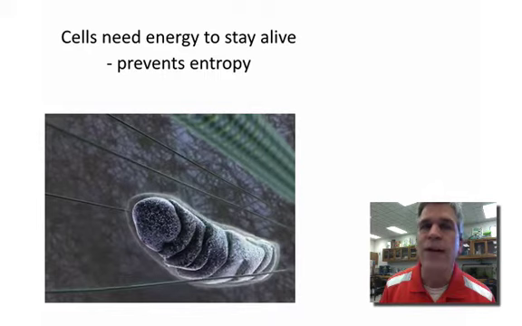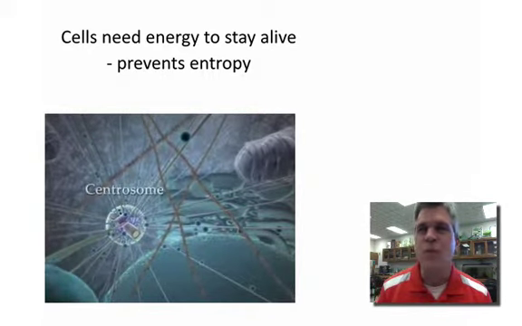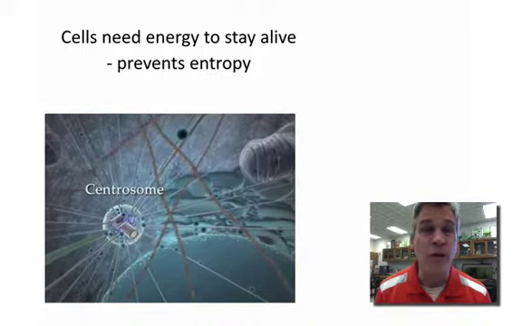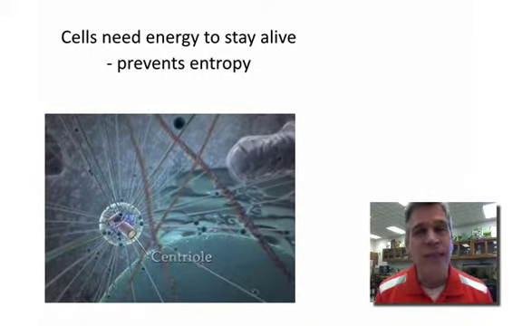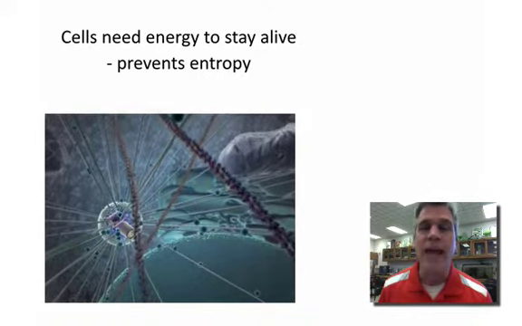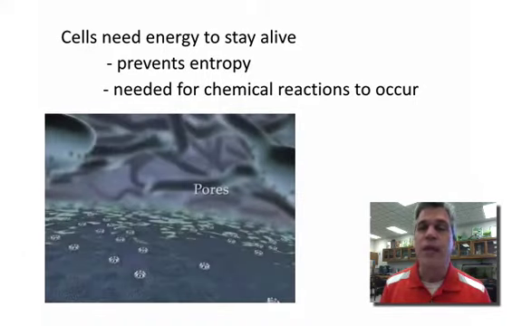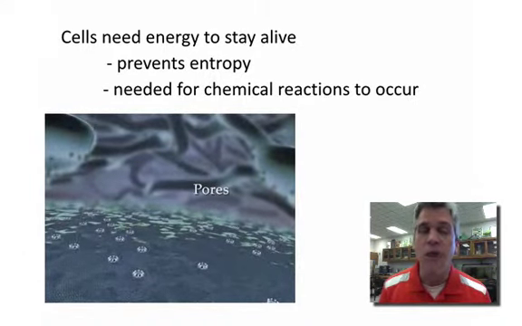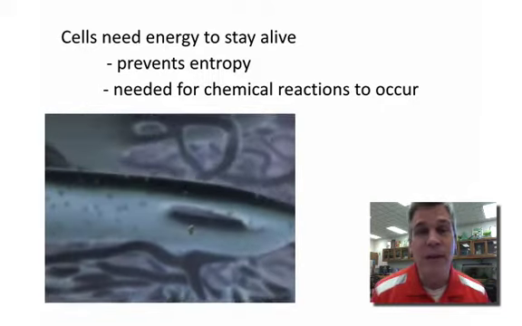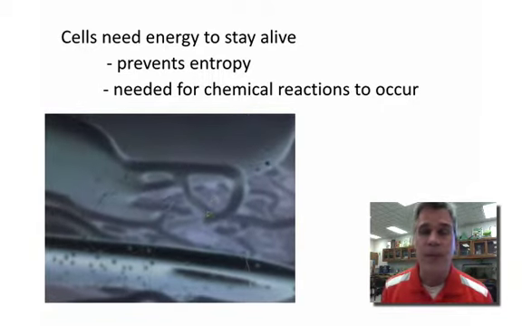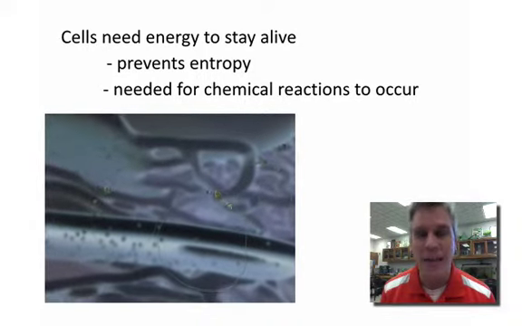One is to prevent entropy. Entropy is simply a fancy way of saying that things want to get from a state of order to a state of disorder, kind of like your bedroom. Right? In order to prevent that from happening, we need to have energy. Also, energy is needed for chemical reactions to occur. All of those things that are taking place inside of your cells, many of them need a chemical reaction in order for that to happen. And in order for those chemical reactions to take place, you have to have energy.